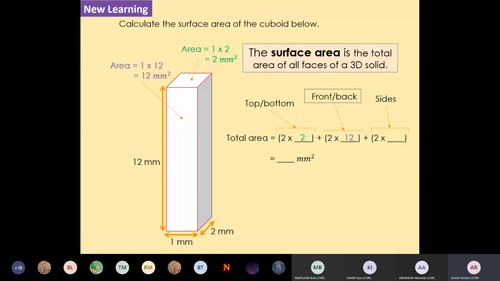And finally, my sides. So that's on the right-hand side here, and the left-hand side that you can't quite see because it's hidden behind the 3D shape. So again, this time I've got a base of 2, but my height is going to be exactly the same as the height of the front rectangle. So all the heights of these rectangles that go round the side all have exactly the same height. So it's going to be 2 times 12, which is 24 millimeters squared. That's double the area of the front rectangle. And again, I've got 2 of those. I've got 2 identical ones, so I'm going to double it.